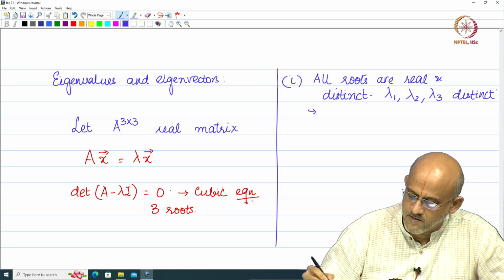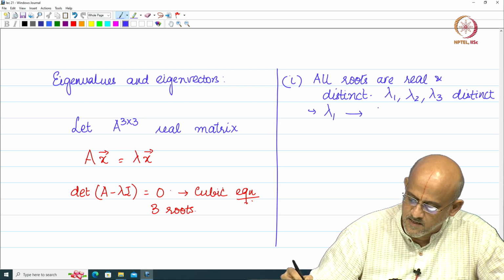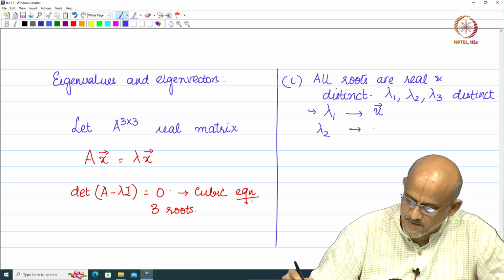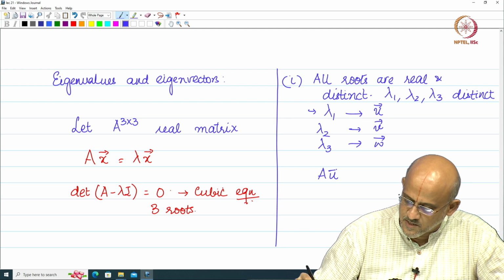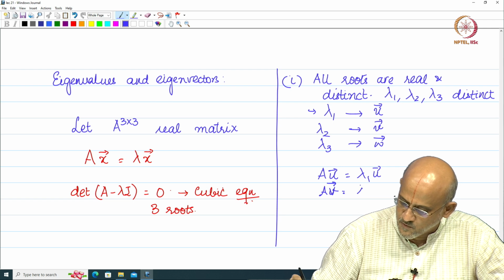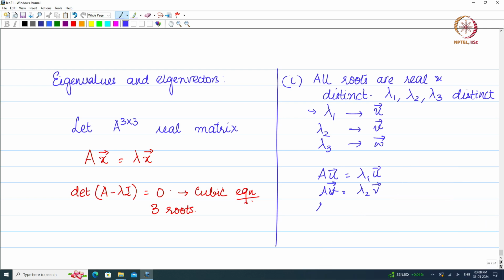So what are we going to say? We are going to say that lambda 1 is going to be associated with let us say this vector u, and lambda 2 is going to be associated with this vector v, and lambda 3 is going to be associated with this vector w. Now what does that mean? It simply means Au is equal to lambda 1 u, Av is equal to lambda 2 v, and Aw is equal to lambda 3 w. This is the case when lambda 1, lambda 2, lambda 3 are real and distinct.